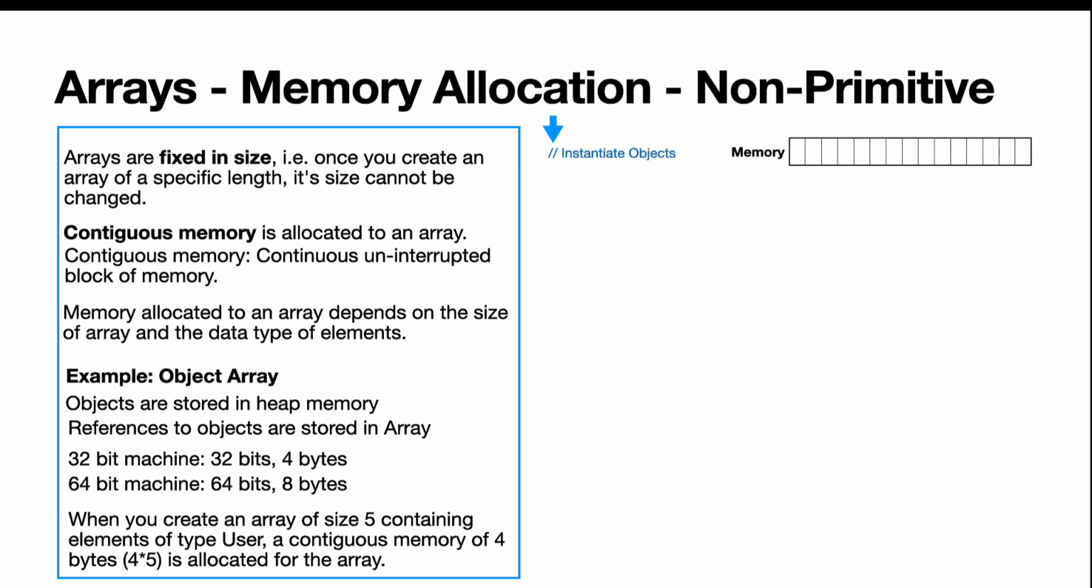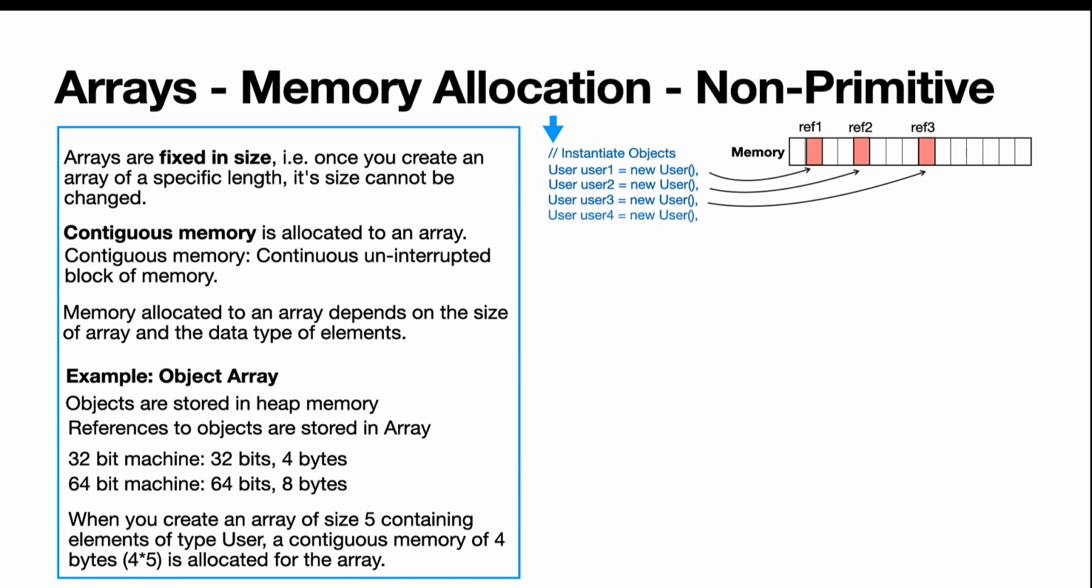Let's first create 5 objects of type user. Each user object is stored at a specific memory location with a reference to access that object. Let's say user 1 is stored at an address with reference 1. User 2 is stored at an address with reference 2. User 3 is stored at an address with reference 3. User 4 is stored at an address with reference 4. And user 5 is stored at an address with reference 5.